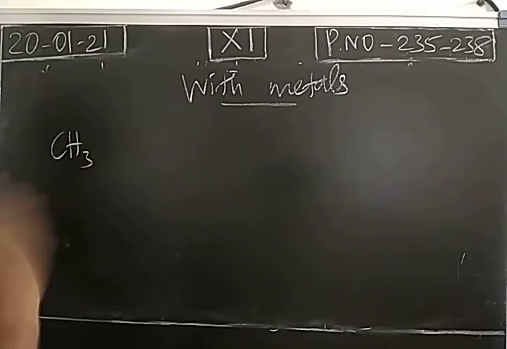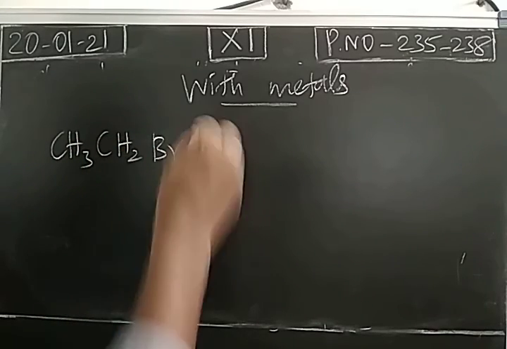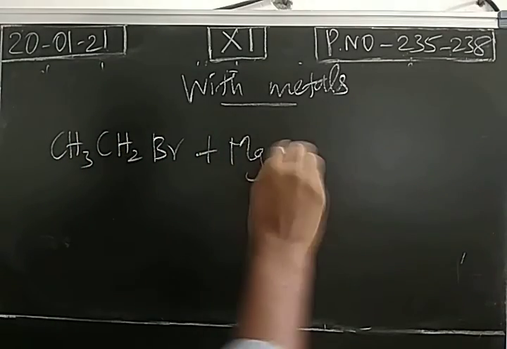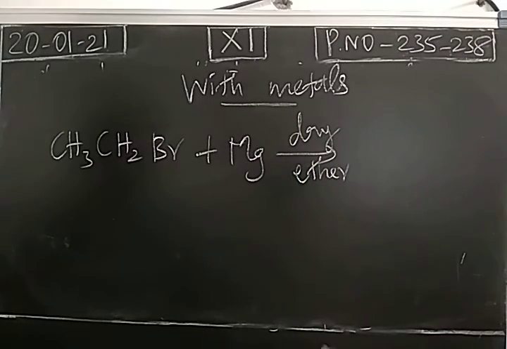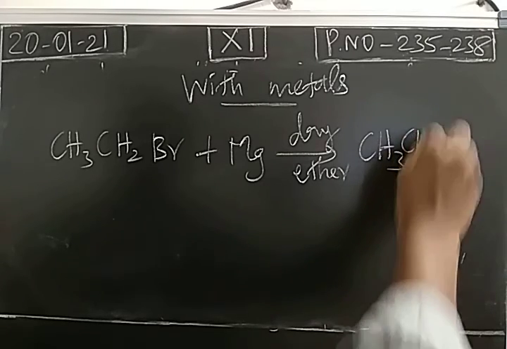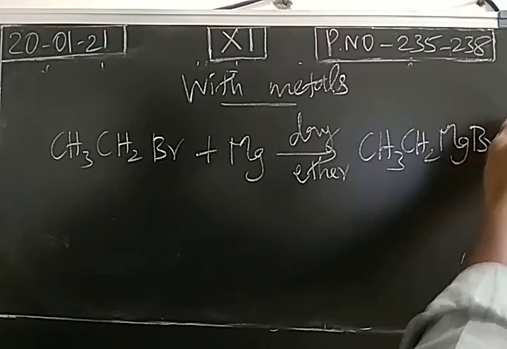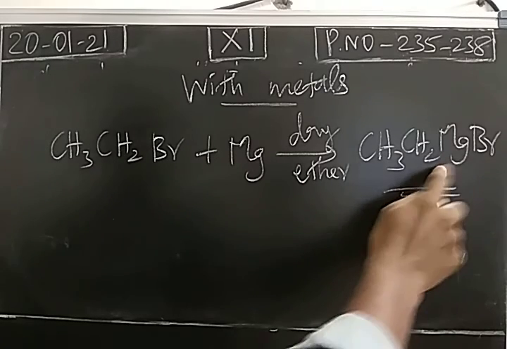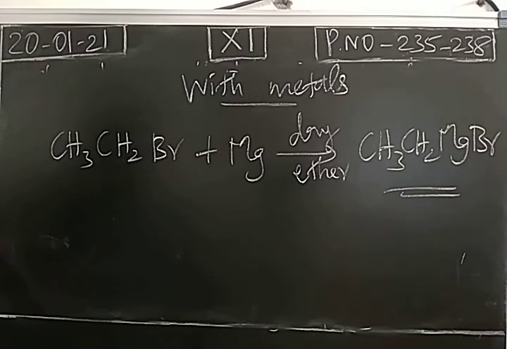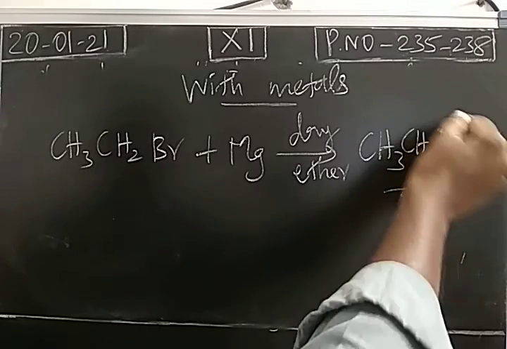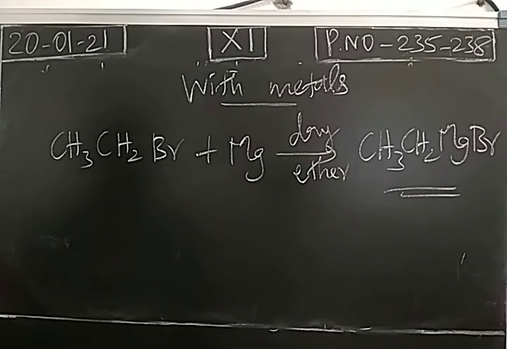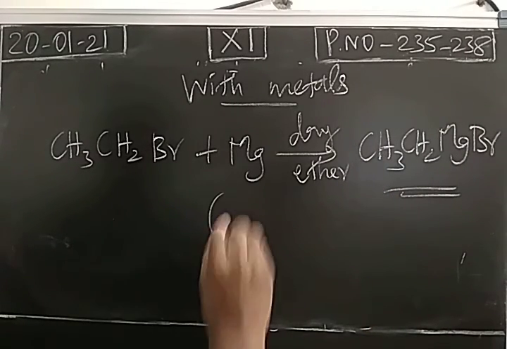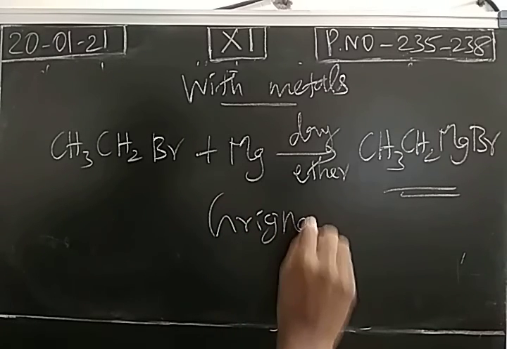So when you take ethyl bromide, this reacts with magnesium in the presence of dry ether as a solvent. We get ethyl magnesium bromide. Okay. Ethyl magnesium bromide is formed. So this is one of the organometallic compounds. It has an organic part, it has a metallic part. We have the metal magnesium and we have the organic part, the ethyl group. So this is called an organometallic compound. Simply we say this is a Grignard reagent.